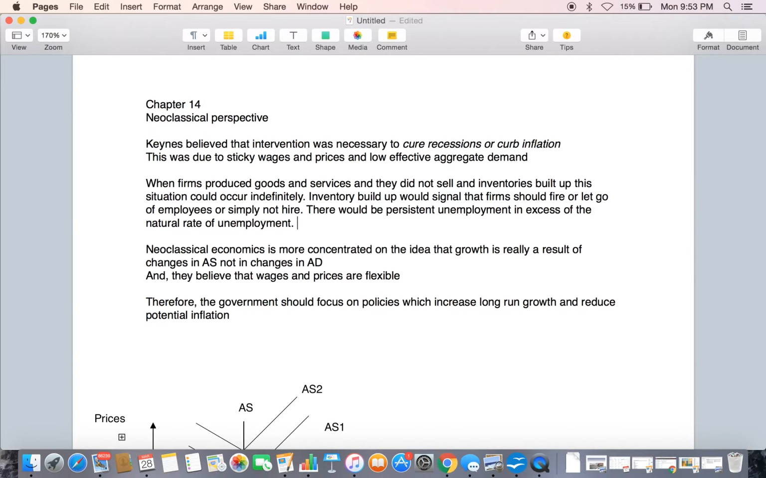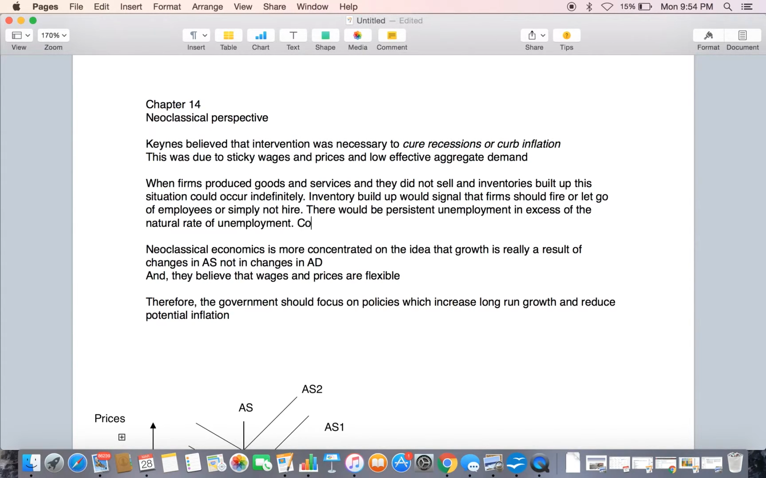So in a Keynesian model, when firms produced goods and services and they were not selling and inventories were building up, this situation could occur indefinitely. Even if the firm were to cut prices, they might not be able to cut wages on their workers. And if they cut prices on their inventories, the inventory of goods and services that they have produced and not yet sold, they would not always sell those goods and services. There would be persistent unemployment in excess of the natural rate of unemployment.